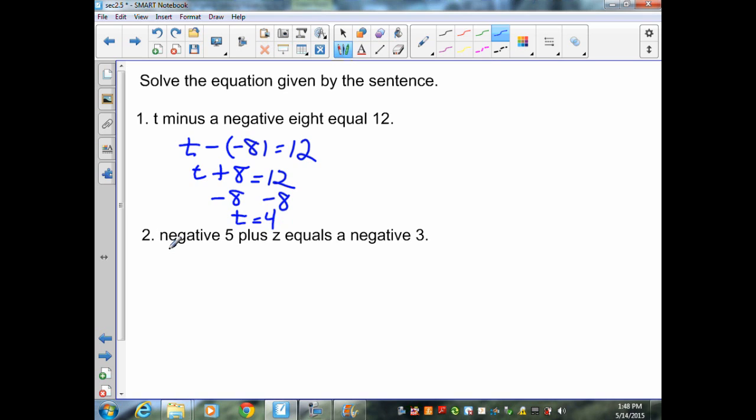Number 2, negative 5 plus z equals a negative 3. Simplify, which it is. Start on the variable side over here. What's happening? Well, it looks like an addition, but it's adding a negative 5. The inverse of a negative, or opposite, would be a positive 5. So I want to add 5 to both sides. Negative 5 plus 5 is 0, leaving me with z equals a negative 3 plus 5. Different sign, subtract, use the sign of the larger, and z equals 2.